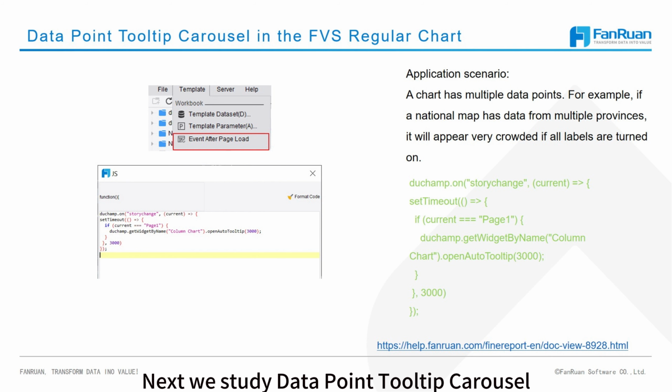Click Chart Area Map in the component area, add it to page 1 and add data to it. Then we set the Data Point Tooltip Carousel. Click Template Event after page load in the top left corner and enter the JavaScript code. Here we are going to change this part to the name of our component. Click Save in the top right corner, then click Preview.